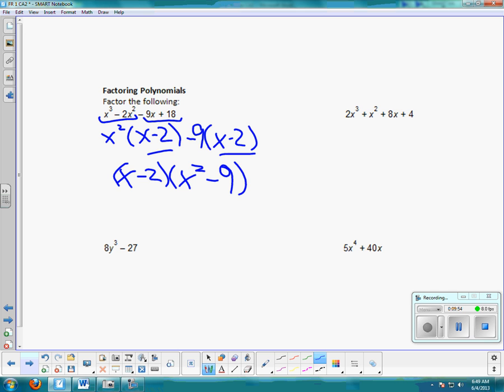All right, you're only done factoring when there is nothing left that can be factored. And when you see x squared minus 9, you should say it's a quadratic. They're both perfect squares, and they're subtracting. So that's actually a difference of squares. That means this term can turn into x minus 3, x plus 3. This won't always happen, but it does happen in this case.